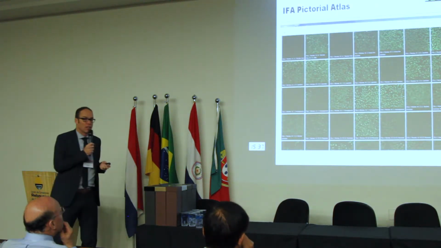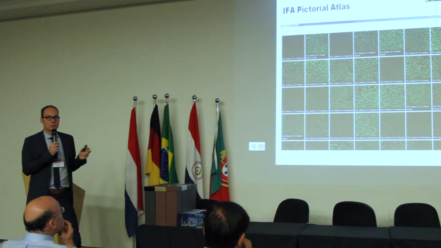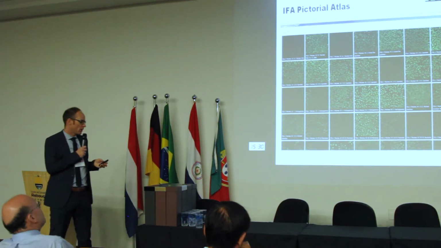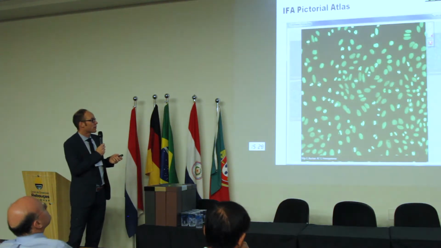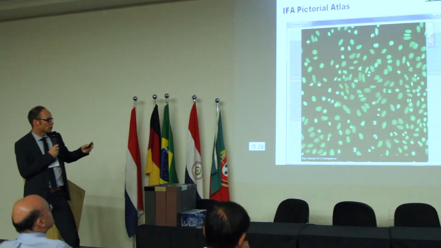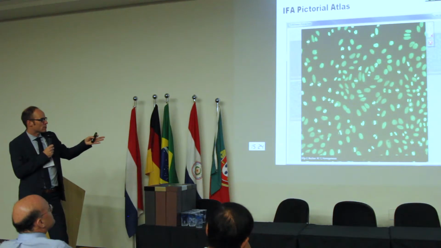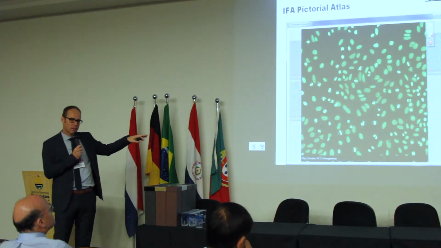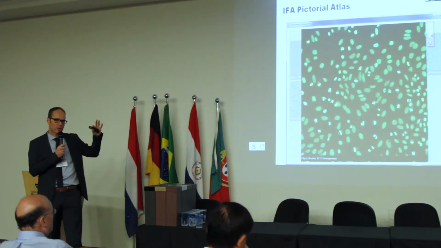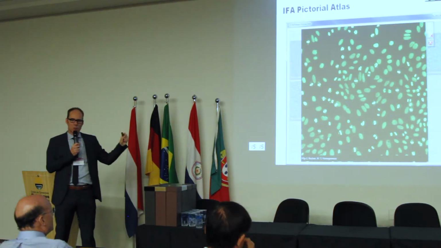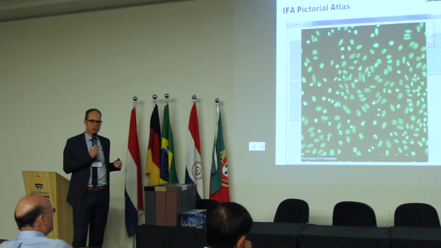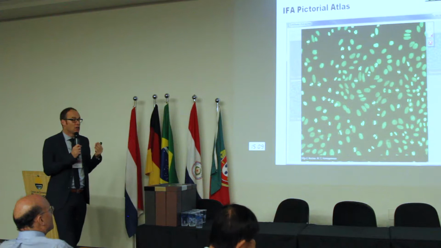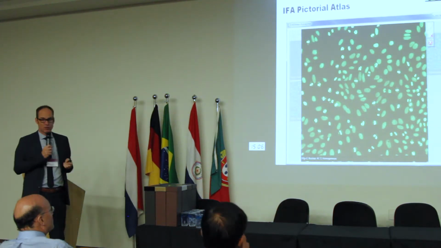What we also attach to this software is a pictorial atlas. So means we have here examples for all the different patterns. So this is enlarged. So this is a homogeneous pattern on HEP2 cells. We clearly state that this is AC1, and if you look it up in the software, you can click on AC1 and all homogeneous patterns will be listed, so that you also can double check with your patient sample how the pattern should look like and if it's similar.